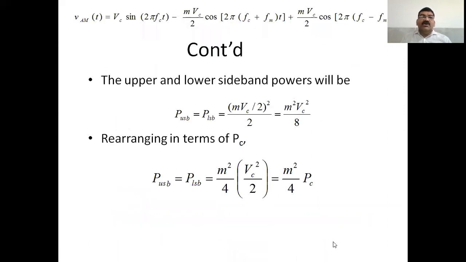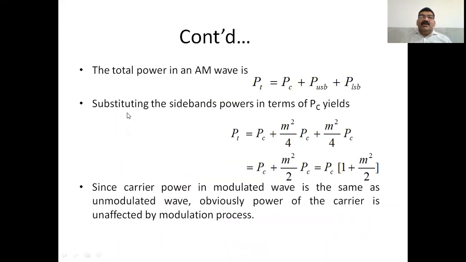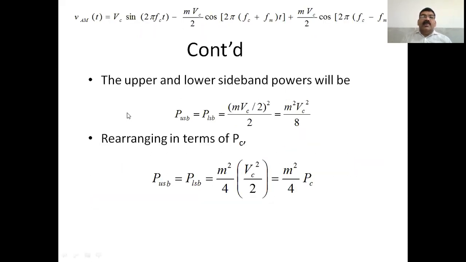Okay. Now we will go further. Now this is what your equation is given here. Now the upper and lower sideband power will be... so how can you calculate? Both the sidebands are identical. Voltage and everything is identical. Only one is at the positive side of the frequency, and the other is at the negative side of the frequency. That is all. The power content is the same.